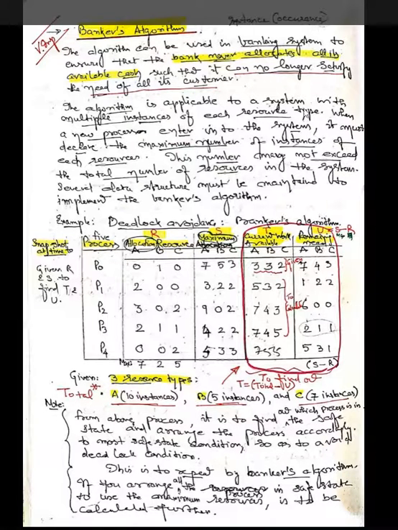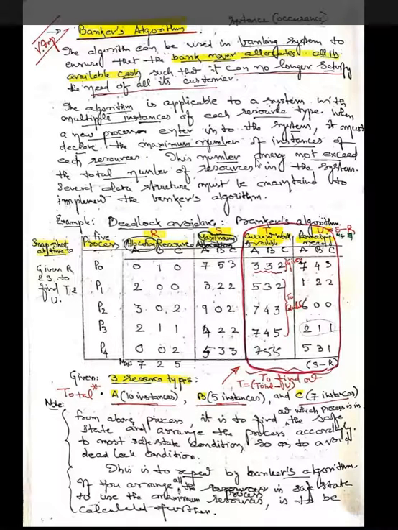The algorithm is applicable to systems with multiple instances of each resource type. When a new process enters the system, it must declare the maximum number of instances of each resource. This number may not exceed the total number of resources in the system. Several data structures must be maintained to implement the banker's algorithm.